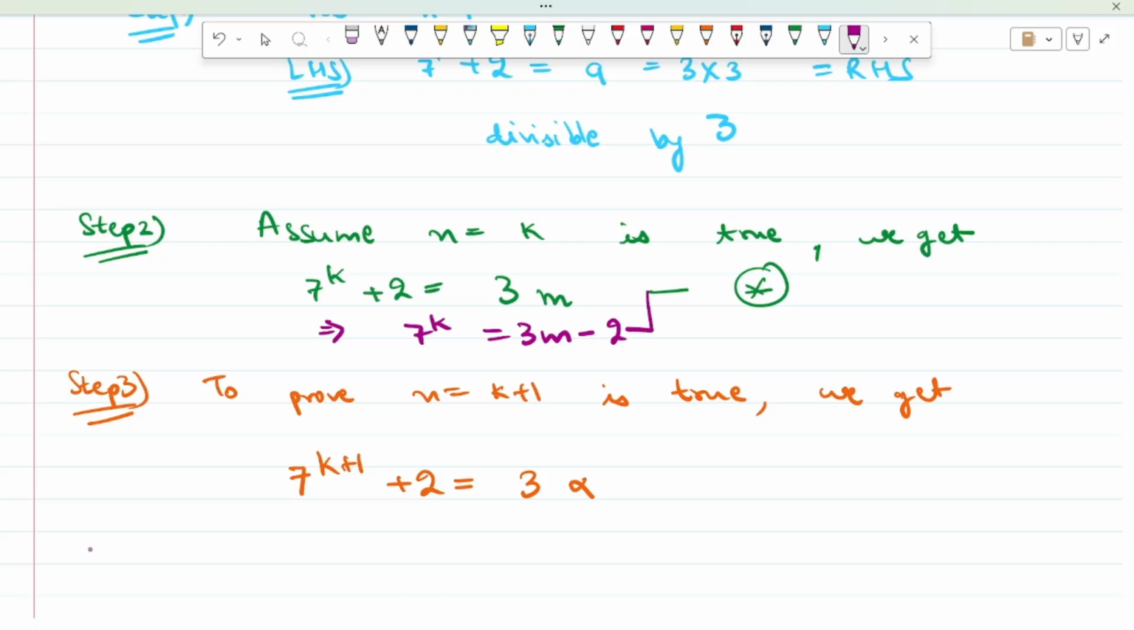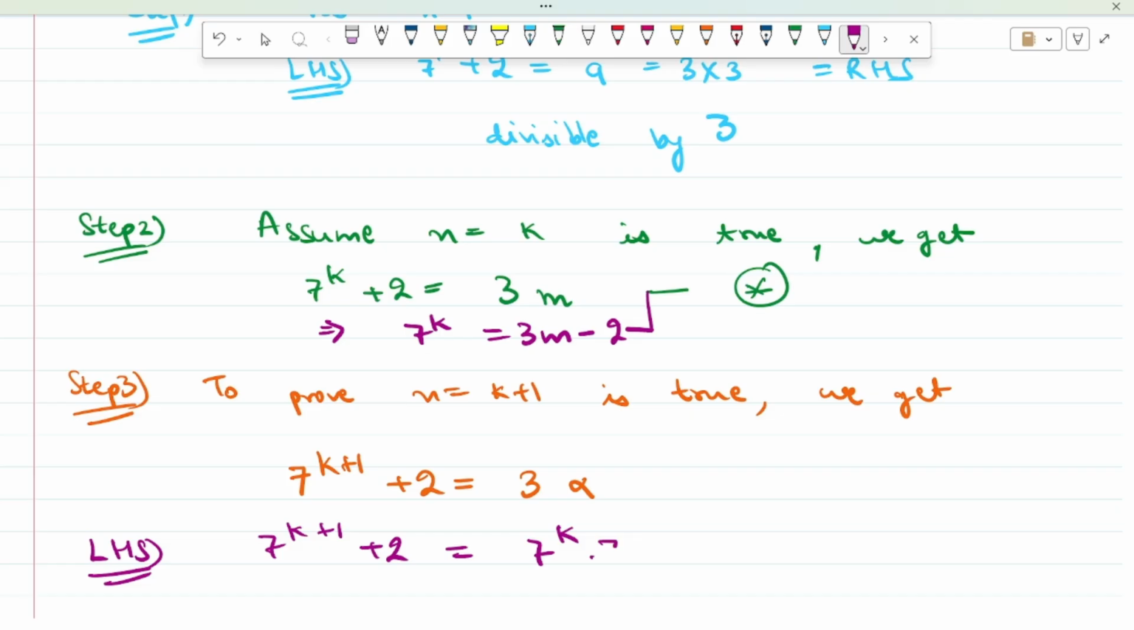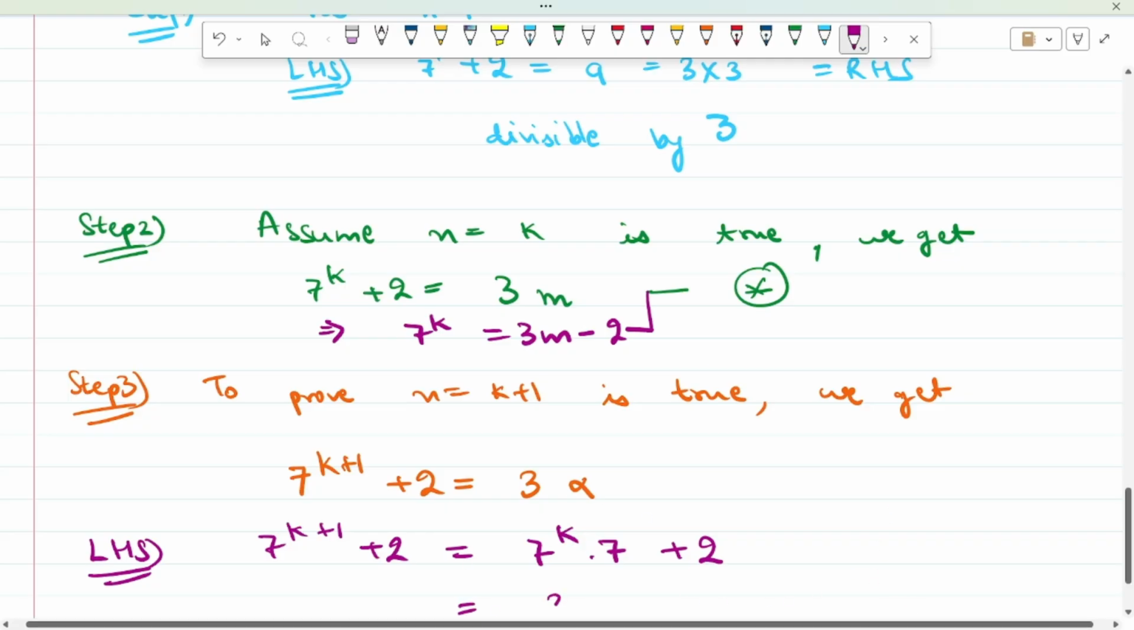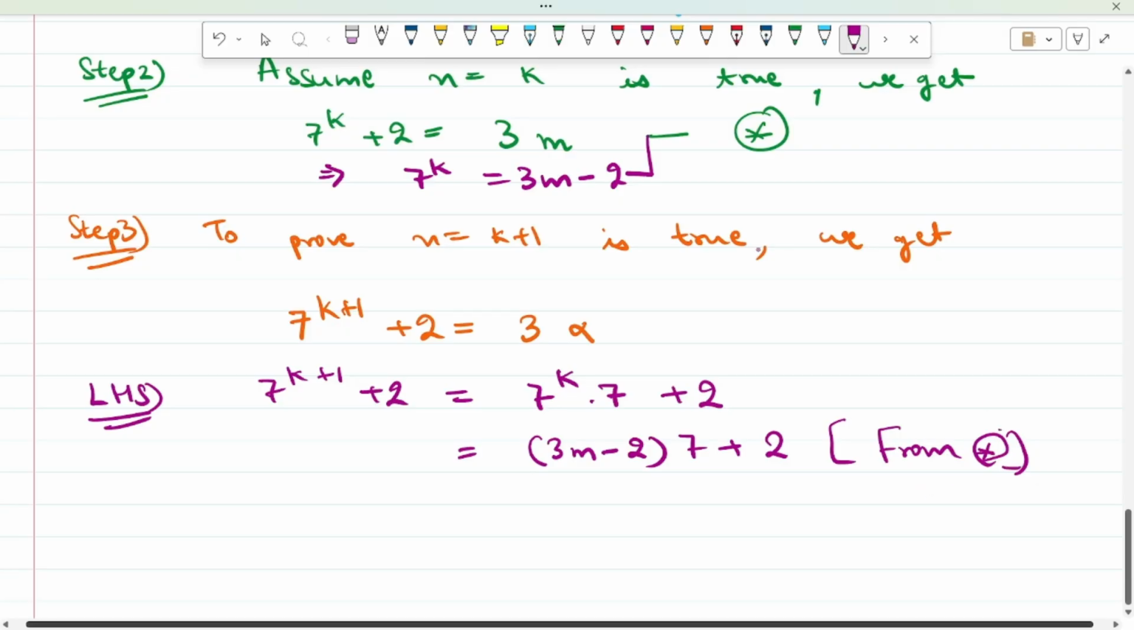Now let's begin our proof over here. What we're gonna get? Let's pick LHS. That's 7 to the power of k plus 1 plus 2. Can I write 7 to the power of k plus 1 as 7 to the power of k times 7, plus 2? What is the value of 7 to the power of k from star? Let's just sub in over here. So it's 3m minus 2 times 7. So here we are getting this from star. I'm not using any numbers because that will create burden. You can use first, second, third. That's also acceptable.